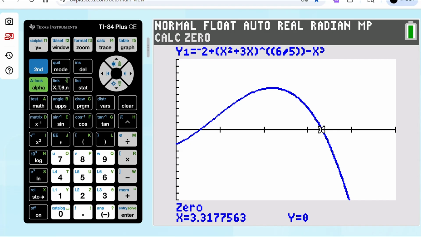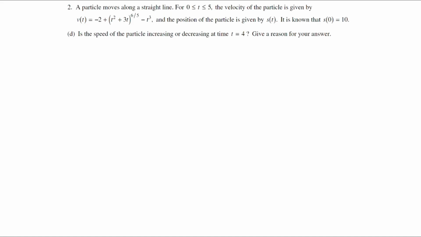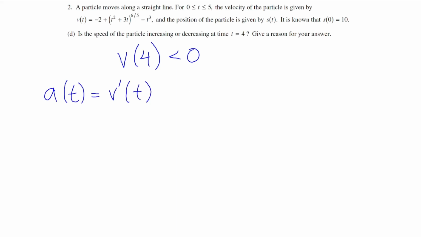So at t equals 4, we already know the velocity, if we look back at our graph. At t equals 4, which is past where we can even see our function, we're at 3.317, so even further over here at 4, the velocity is clearly negative. We don't need an actual value, but we know that v of 4 is less than 0, and the acceleration, which is the derivative of the velocity, we can find a of 4 and see if they have the same signs.